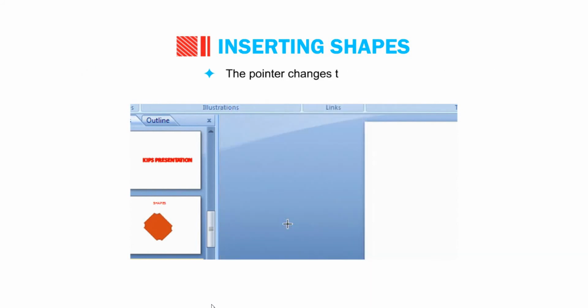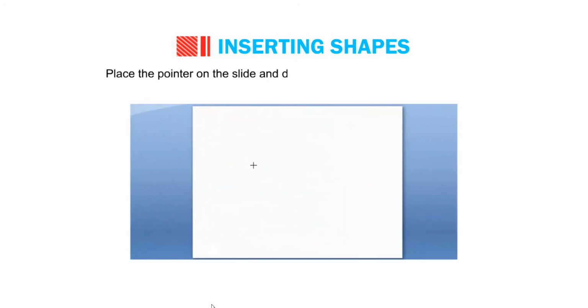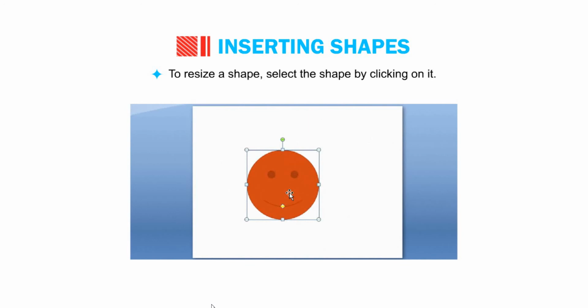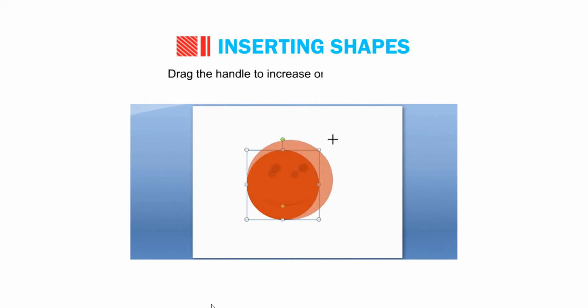The pointer changes to a plus sign. Place the pointer on the slide and drag it to adjust the size of the selected object or shape. To resize a shape, select the shape by clicking on it. It displays 8 handles on the object. Place the mouse pointer on any handle. The pointer changes to a double-headed arrow. Drag the handle to increase or decrease the size.